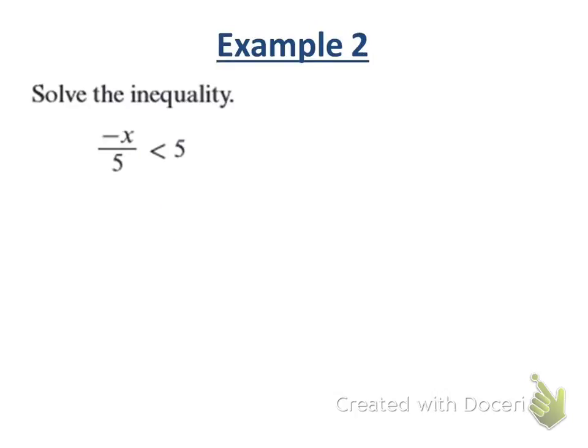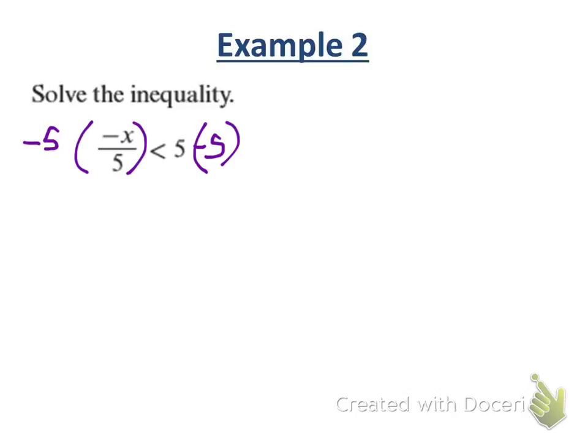Negative x over 5 is less than 5. What would you do to solve this one? Multiply both sides by... It's going to need to be negative 5, isn't it? Because we got to get rid of the negative and the 5. Because I want to do it all at once.